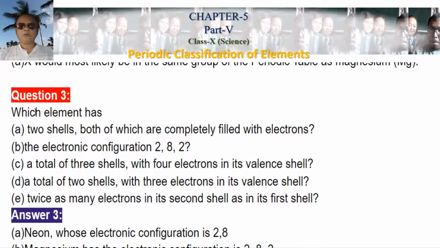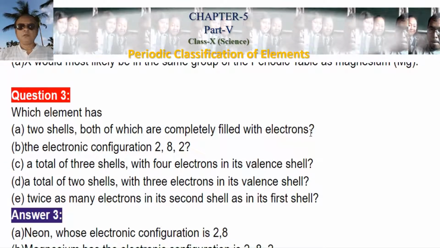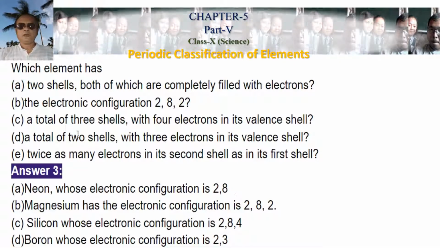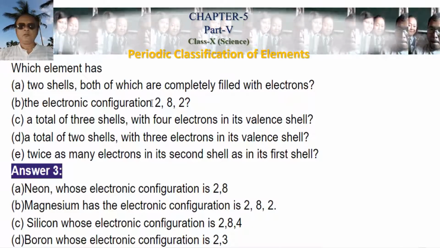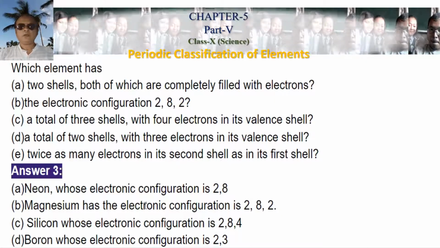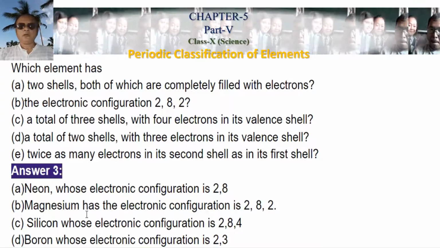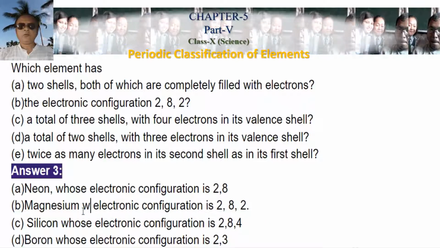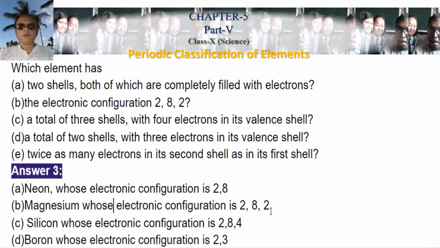Now go to question number 3. Which element has 2 shells, both of which are completely filled with electrons? Neon, whose electronic configuration is 2,8, is completely filled. Number B, the electronic configuration 2,8,2. The element with configuration 2,8,2 is magnesium.